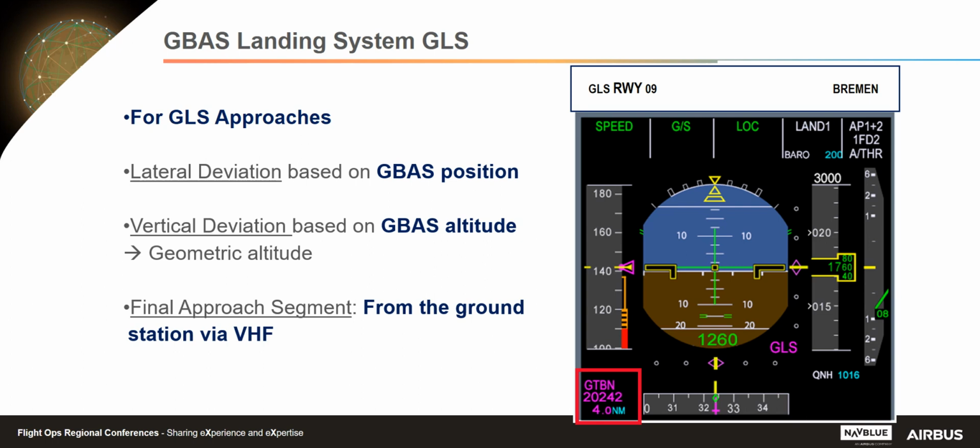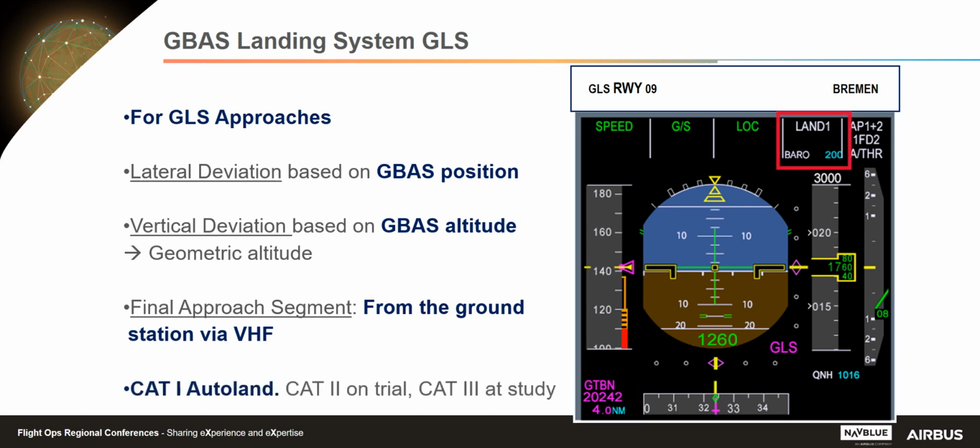For the moment, GLS is limited to Cat 1 Autoland on A320, A330, A380 and A350, but we are working on Cat 2 in a very near future without aircraft modification, only ground station modification. And we are also working on Cat 3 capability. For this, a new MMR standard will be needed.